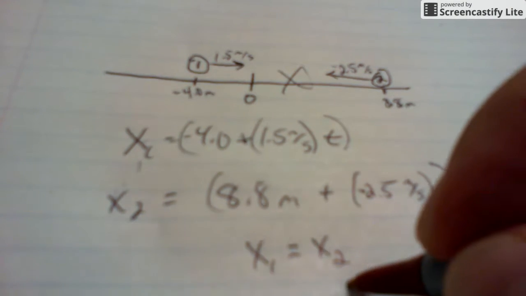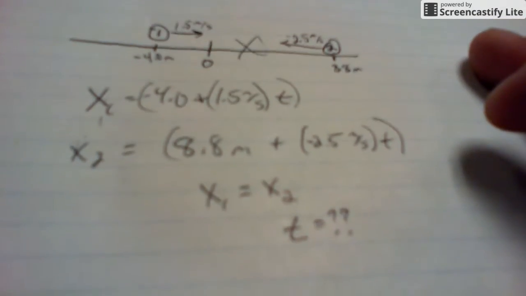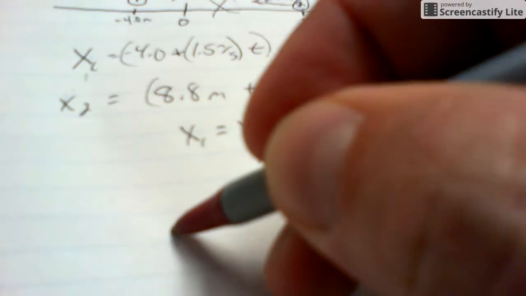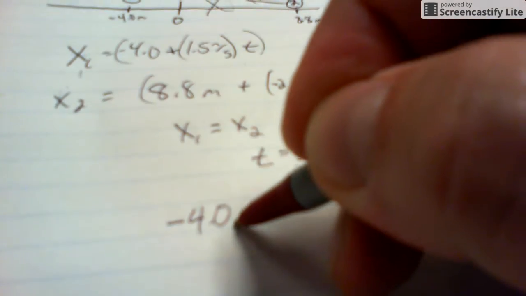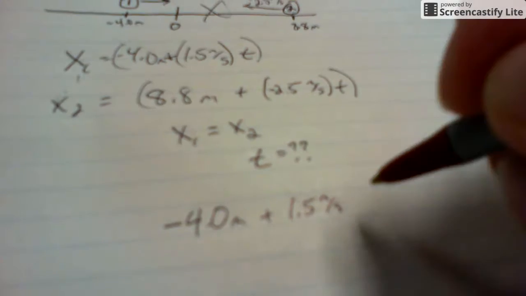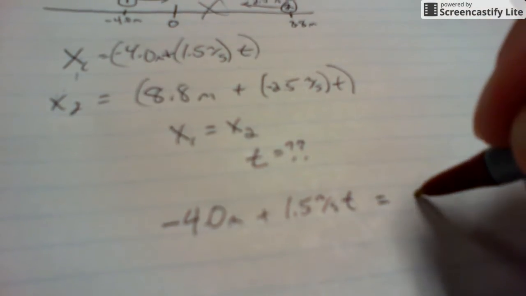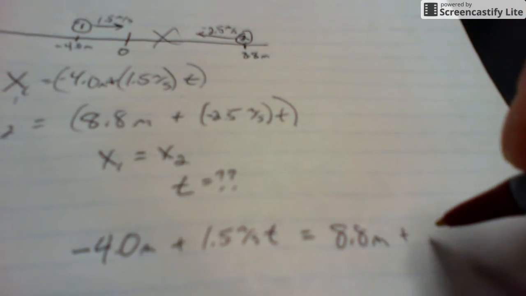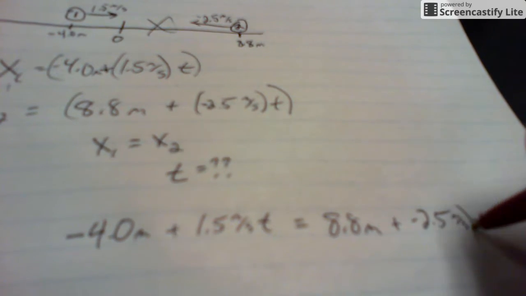And they're asking for time. So if they're asking for time there, then we can just set those equations equal to each other and solve for t. So setting them equal to each other, we have negative 4.0 meters plus 1.5 meters per second times t, I forgot the units up here, are equal to 8.8 meters plus negative 2.5 meters per second times t.